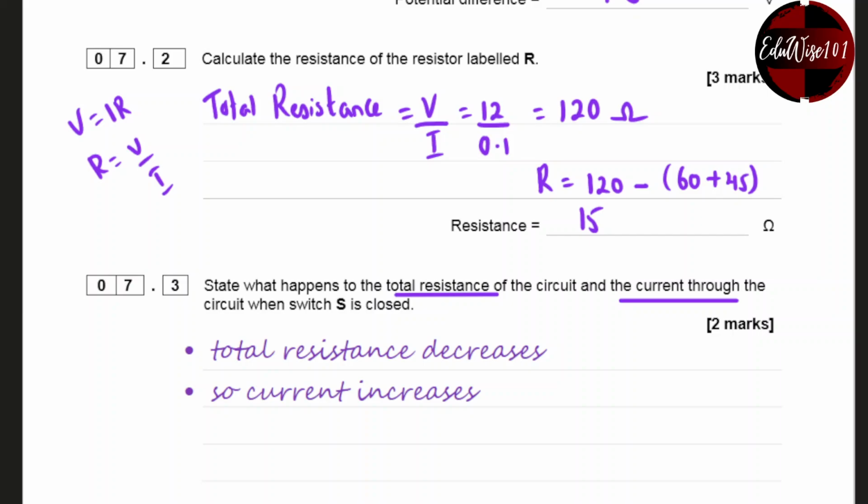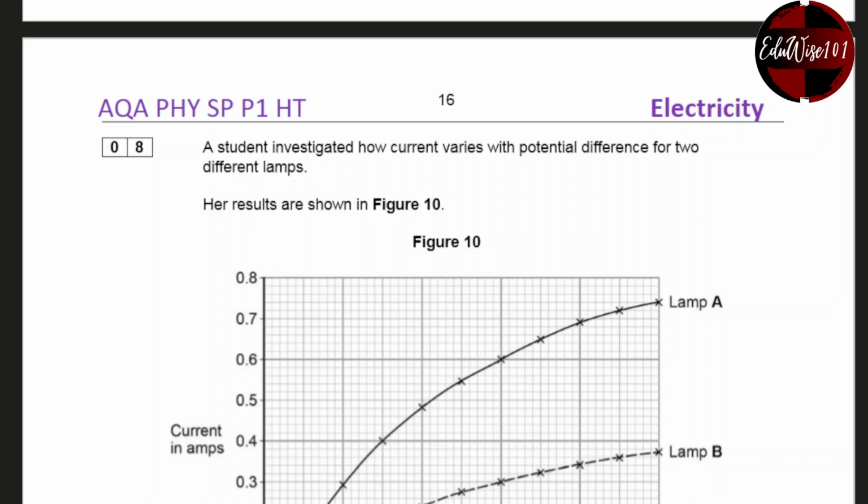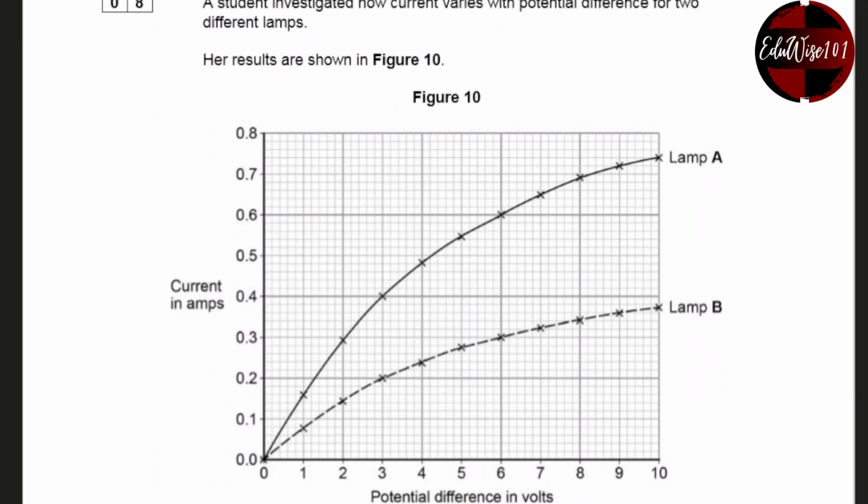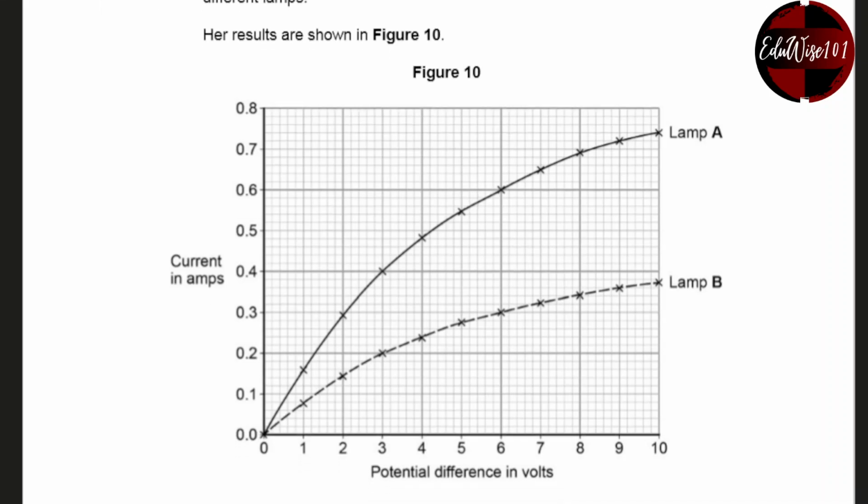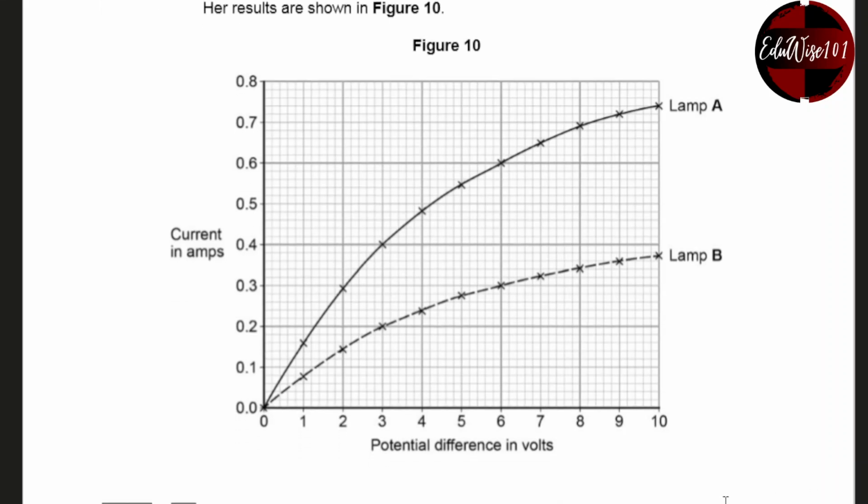Next part. A student investigated how current varies with potential difference for two different lamps. The results are shown in figure 10. So as you can see, we have a line graph for a filament lamp. The potential difference is going from 0 to 10, and the y-axis is the current. And you've got lamp A on the top and lamp B.